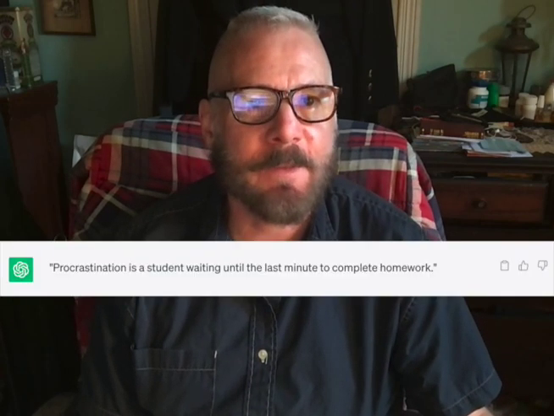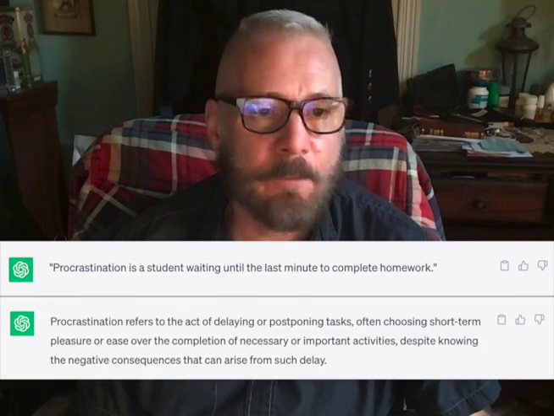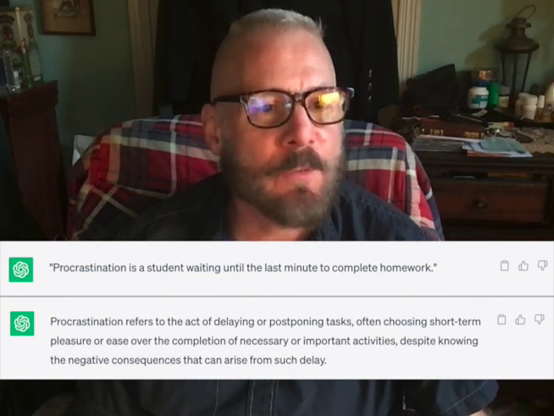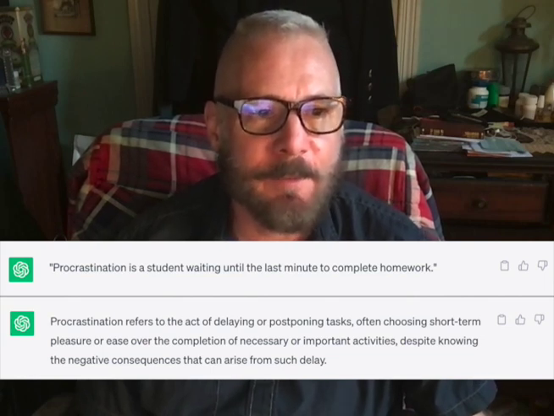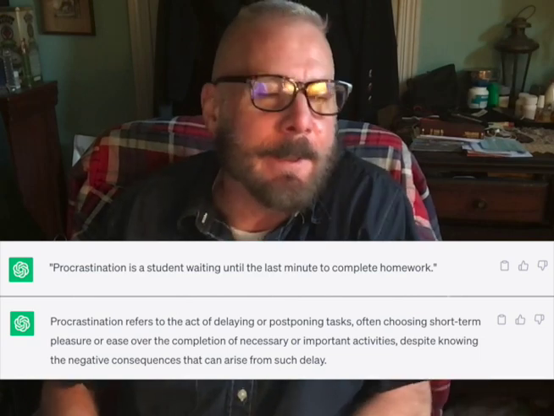What a student could do here is take this sentence, "procrastination is a student waiting to the last minute to complete homework," and then, if desired, add part of this onto the sentence, "choosing short-term pleasure or ease over the completion of necessary activities," or "despite knowing the negative consequences that can arise from such a delay." So again, we can look at multiple answers from ChatGPT and combine them together into sort of the final product that makes the most sense for our writing. And in that sense, it is very helpful in giving us all these different options to choose from.